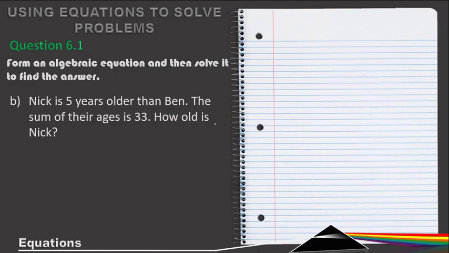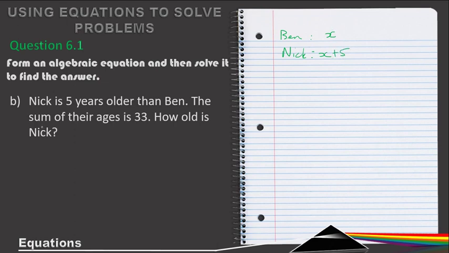Okay, Nick is 5 years older than Ben. The sum of their ages is 33. How old is Nick? Okay, so let's say we've got Ben and we've got Nick. One of these guys I'm going to say is x years old. Since Nick is 5 years older, I'm going to make Ben equal to x. So if Nick is 5 years older, whatever Ben's age is, you just add 5 to it, right?